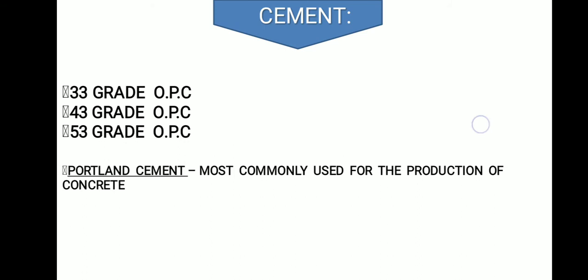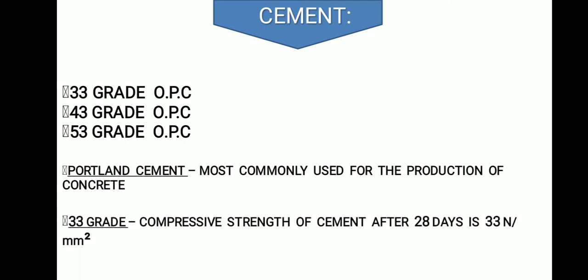Yes, most commonly used. Now the important thing: what does this 33 grade indicate? The 33 grade, 43 and the 53 grade, what does that indicate? It indicates that the compressive strength of cement after 28 days will be 33 Newton per mm square if we are using the 33 grade OPC. Similarly, if we are using 43 grade OPC, the compressive strength of cement after 28 days will be how much? 43 Newton per mm square.